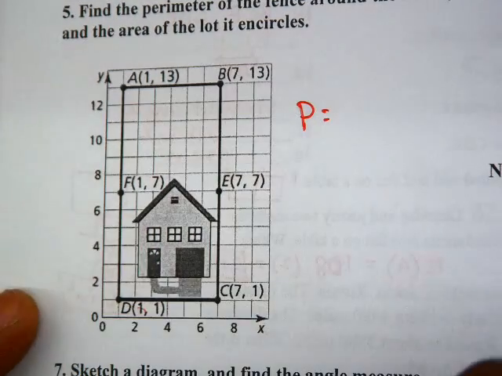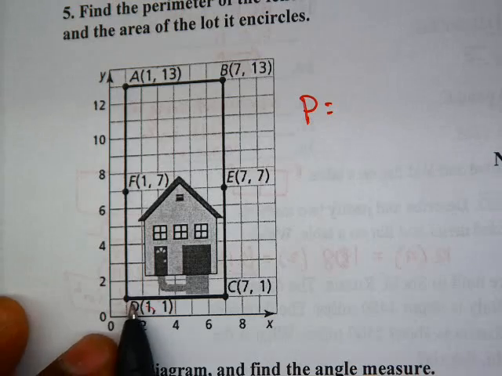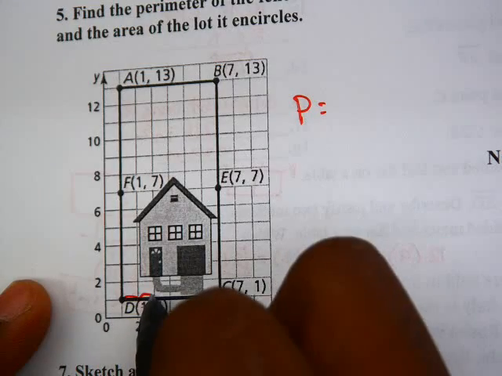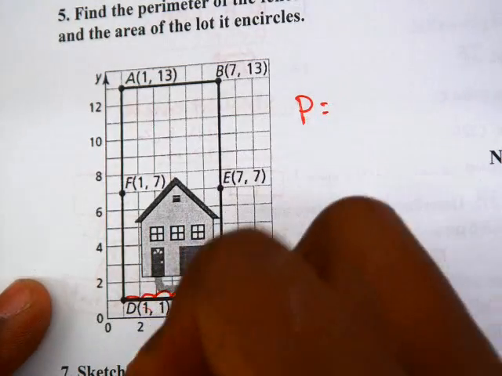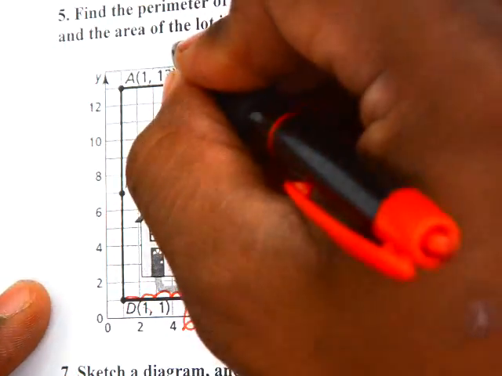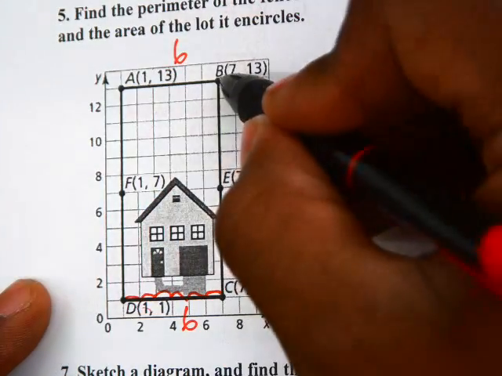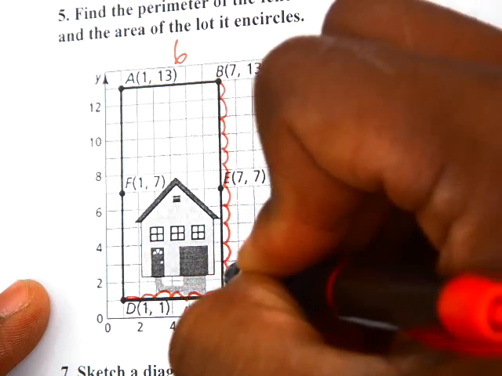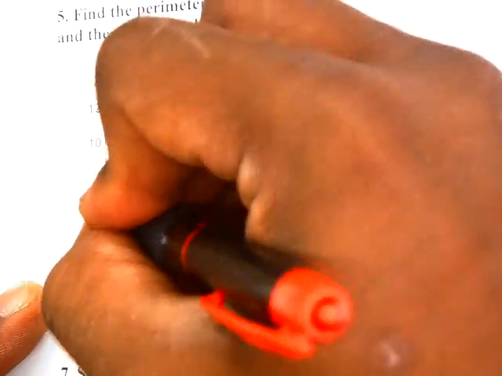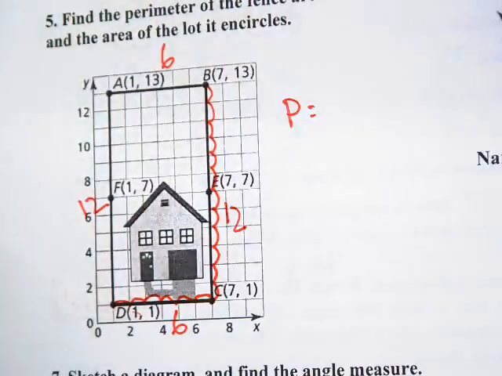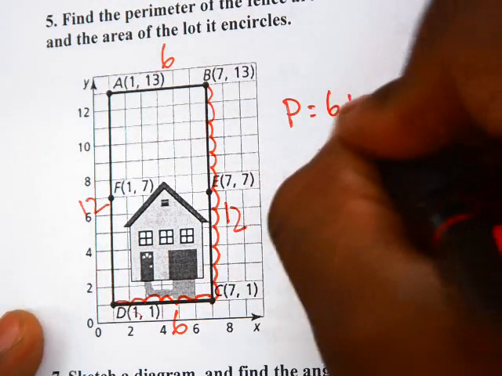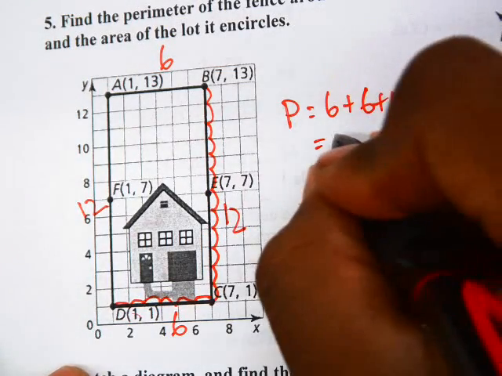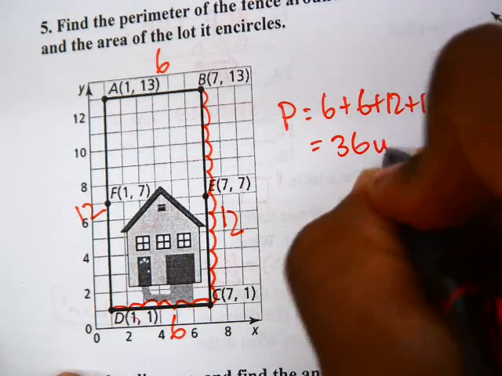Luckily, this shape is a rectangle. There's no diagonal length, so I can just count my lengths to the left and right and up and down. So that's 1, 2, 3, 4, 5, 6 units there. Since it's a rectangle, it's also 6 at the top. And counting 1, 2, 3, 4, 5, 6, 7, 8, 9, 10, 11, 12 units there. It's 12 also over here. Since perimeter is adding all the way around, 6 plus 6 plus 12 plus 12, that's 36 units around.